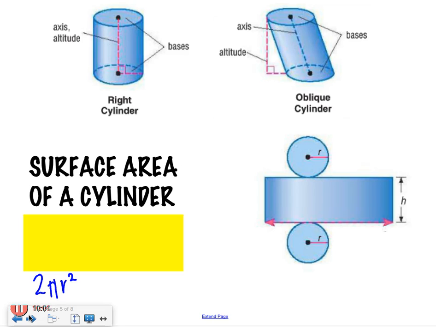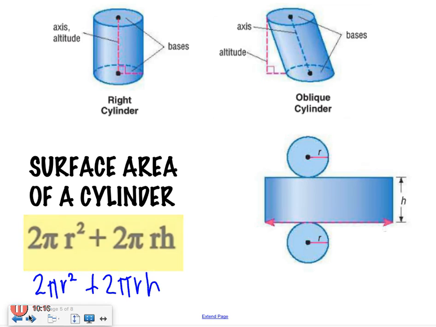You know how to find the circumference of a circle? Circumference is 2 pi r. I've heard that one before. I already know it. What's that? There you go. That is our formula.